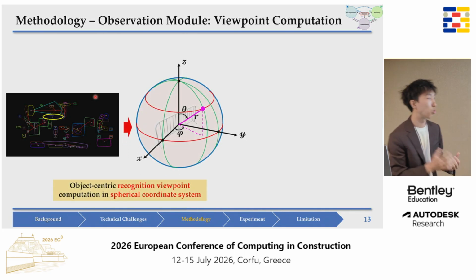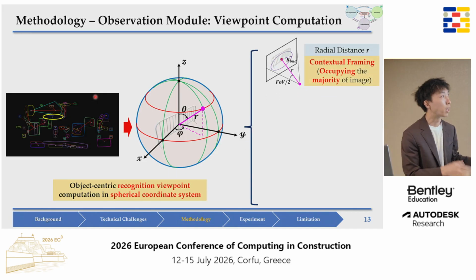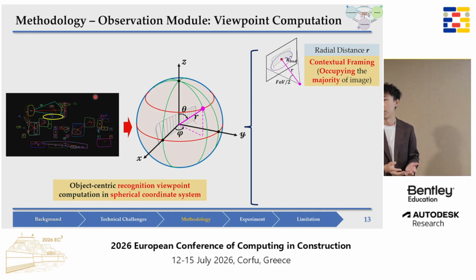and we will try to calculate the best recognition viewpoint in a spherical coordinate system, which is defined by 3 parameters. The first one is the radial distance. By controlling this parameter, we can make sure the target object is located in the center of the image and taking the majority of the image.